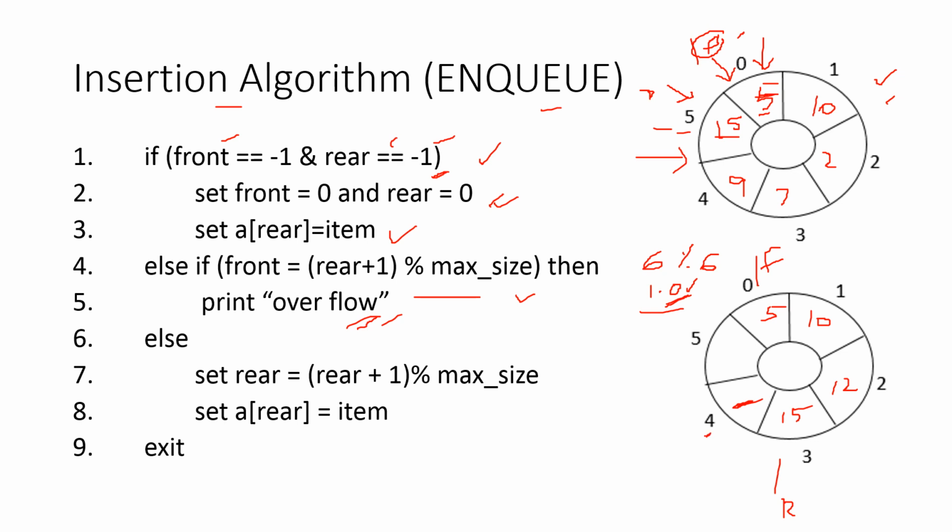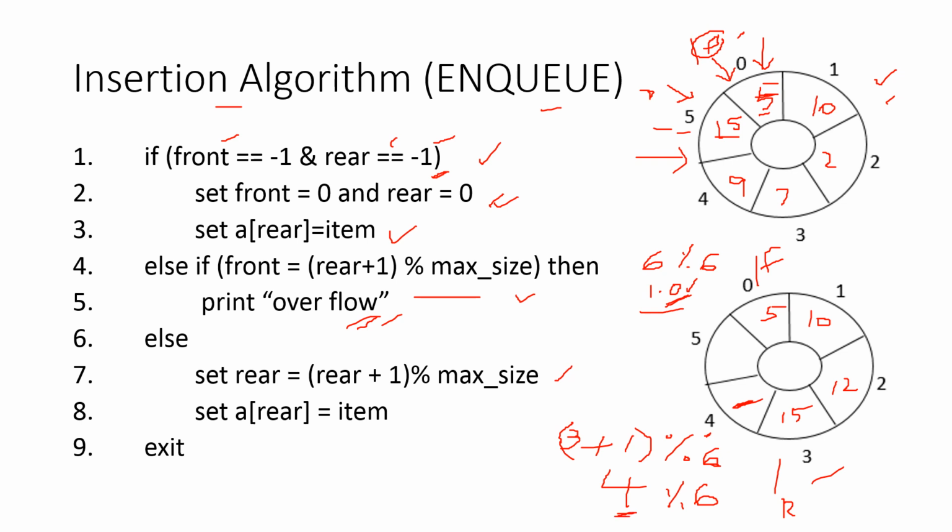So if this is the case, the position of the new rear will be (rear + 1) % maximum size. This is the formula. So rear plus 1 is 3 plus 1, 4. 4 % 6. Maximum size is 6. 4 % 6 is 4 itself. 4 modulus 6 is 4 itself.